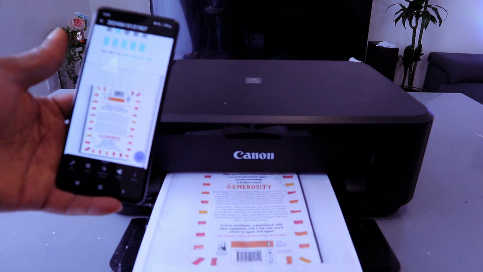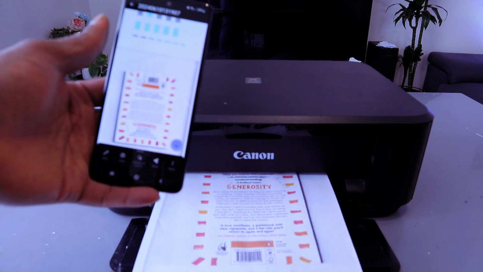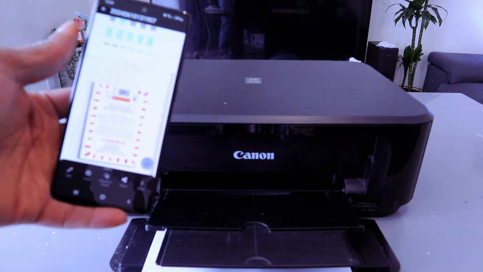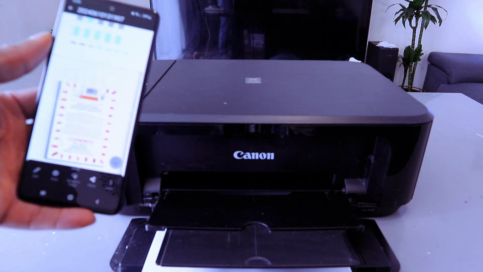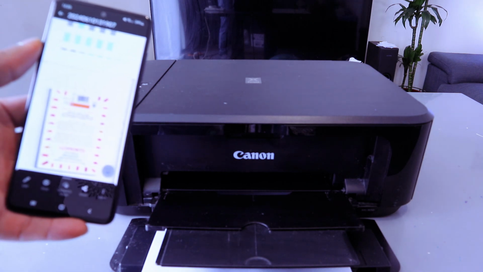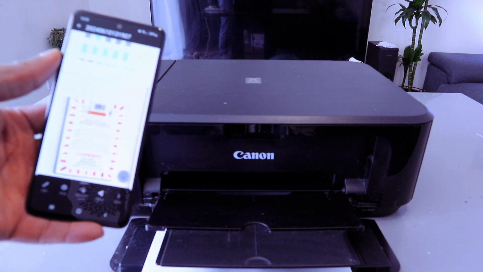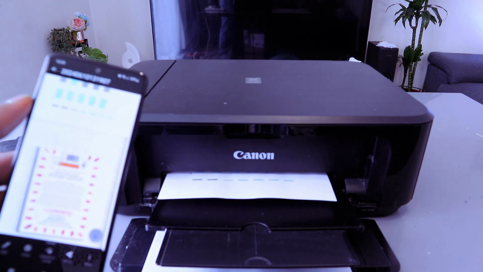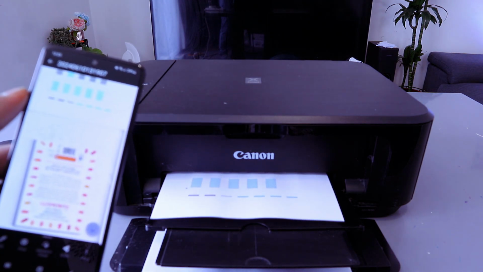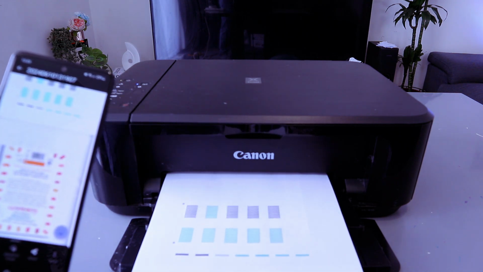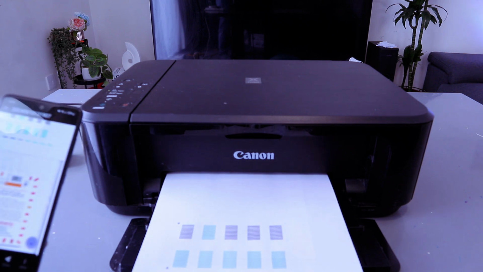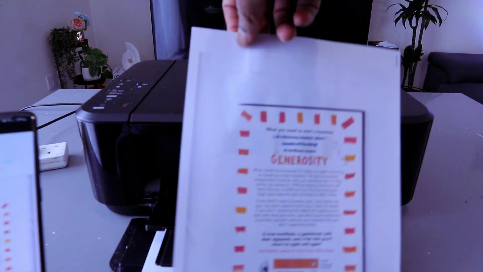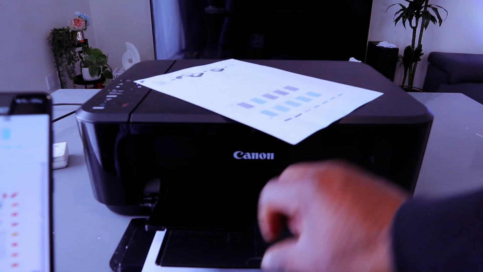So it's going to go back inside to print the second page. We selected to print double-sided. So this is the document we printed out from mobile phone to this printer, double-sided.